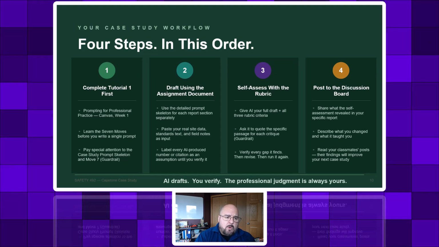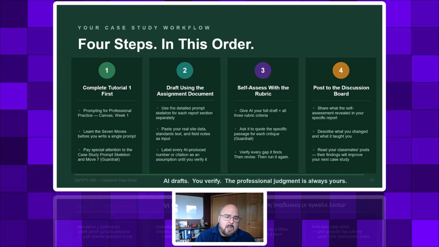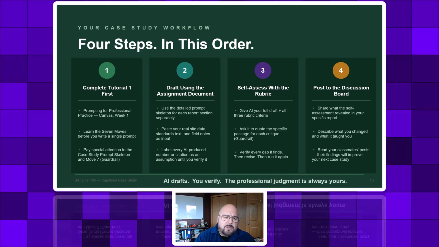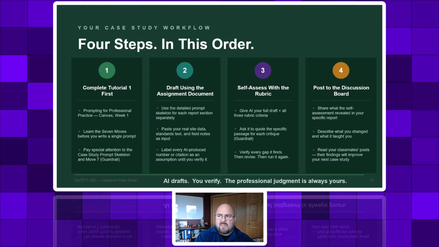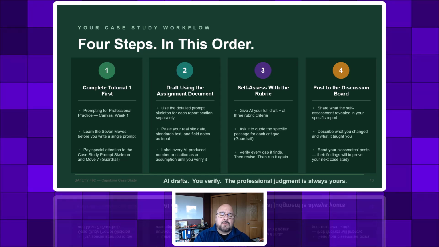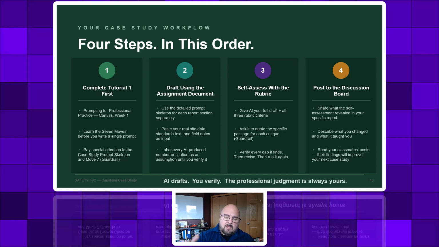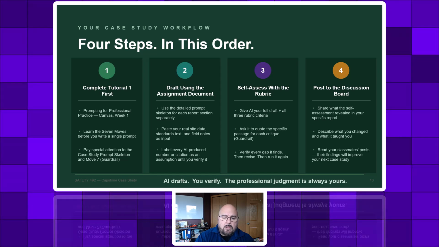So four steps in order. You should have already completed the first tutorial. If not, go back and watch it again. You put things together for your initial case study report. You have to give it things and tell it what to do. It can actually help you develop those too, as long as you've got the understanding of it. Self-assess with the rubric, and then we'll be discussing what we all learned. So that's pretty much it.